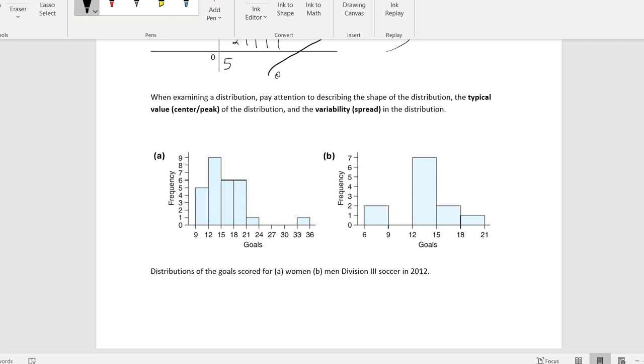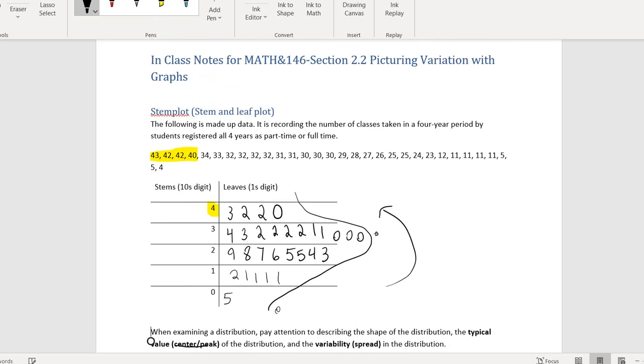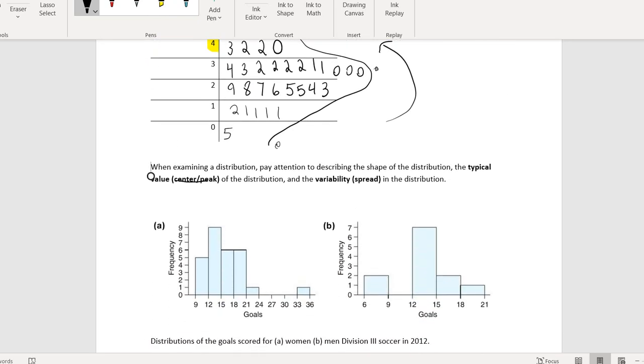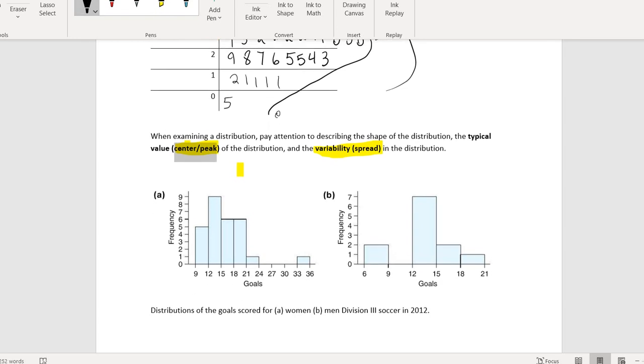Now, when we talk about distributions, aka the shape of the graph that we're making, we're going to have a typical value, which we are going to call the center, the center or the peak of our data. We're also going to be talking about the spread or the variability. This is going to get another name later on, but for now we're just going to call it that.